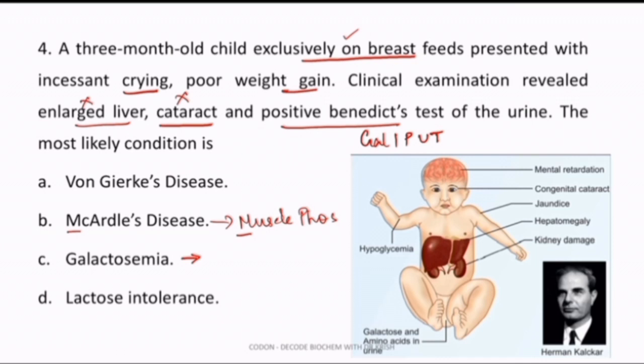So also you don't have glucose for energy, so that also results in hypoglycemia. This occurs in exclusively breastfed infants, so there is enlarged liver, and this accumulated galactose gets converted to dulcitol, and dulcitol is an osmotically active substance. So what happens? That imbibes the water inside the lens of the eye, and that results in cataract formation. And galactose is a reducing sugar, so that results in positive Benedict's test in the urine. So with all the history, the option matching with all the history is galactosemia. So that is the answer here.